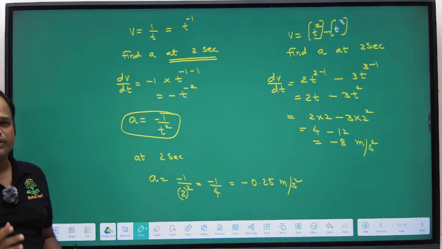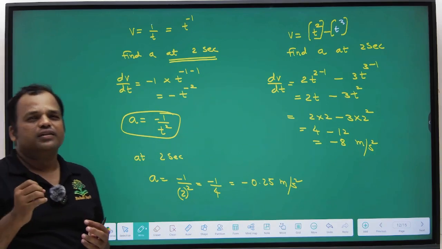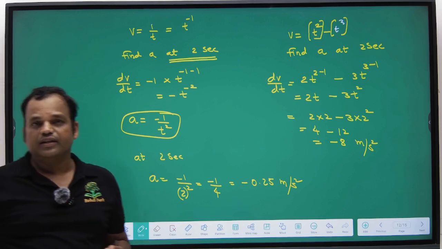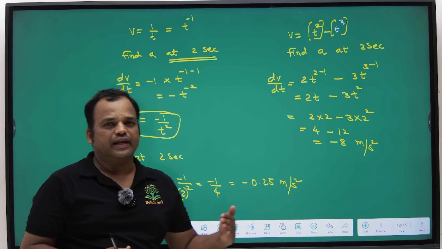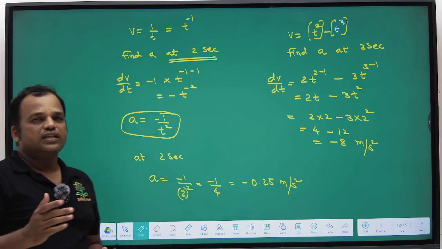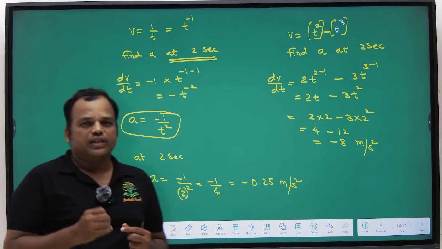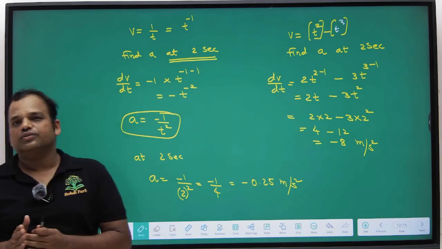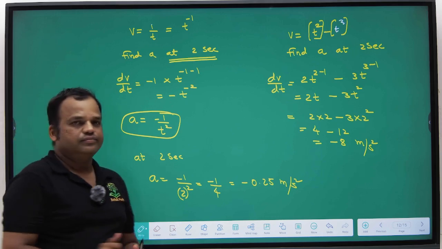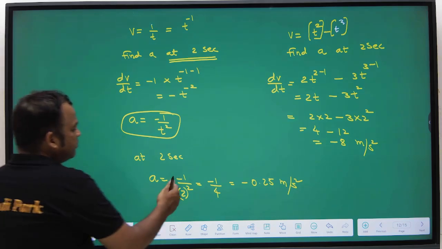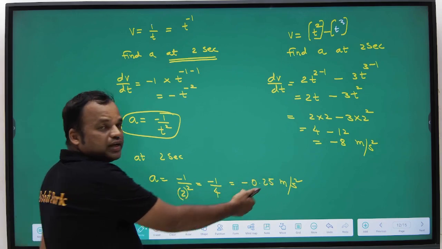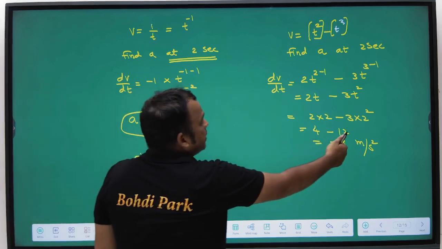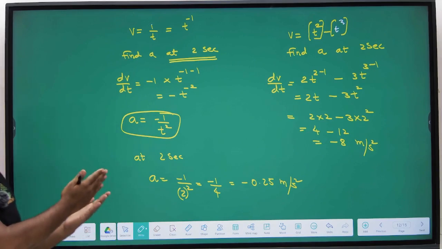Now one thing you are observing in these examples, just apply the formula. The answer may be positive or the answer may be negative. If the answer is positive, that means it is rightward. Velocity and acceleration are vector quantities, so they have direction. Plus shows it is the rightward direction and minus shows it is the leftward direction. For example, here acceleration is minus 0.25. That means the direction of acceleration is the left side. Here acceleration is minus 8. The minus sign shows it is leftward.